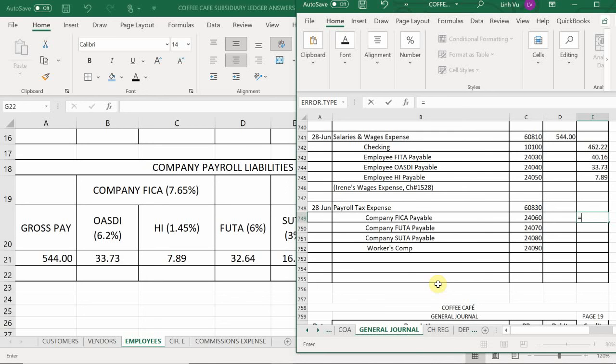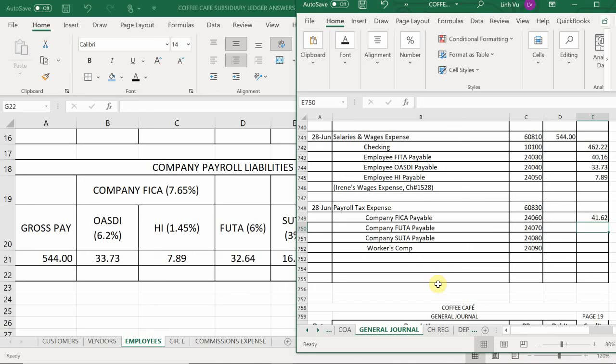What makes up FICA? Medicare and Social Security. In this case, Social Security was $33.73 and Medicare was $7.89, so we total those two together. 33.73 plus $7.89 is $41.62. Good.